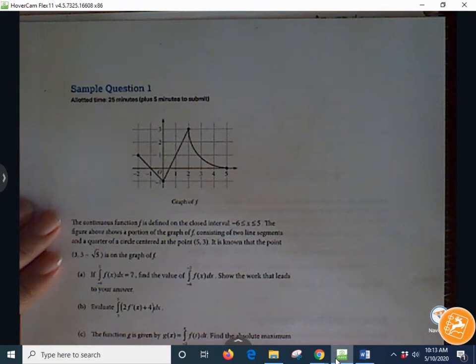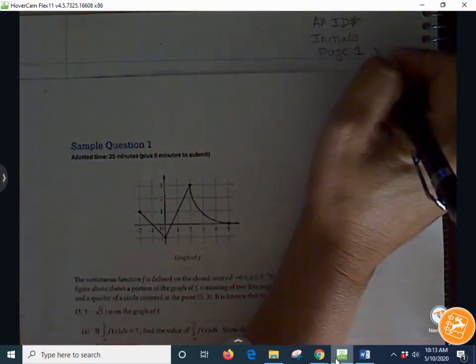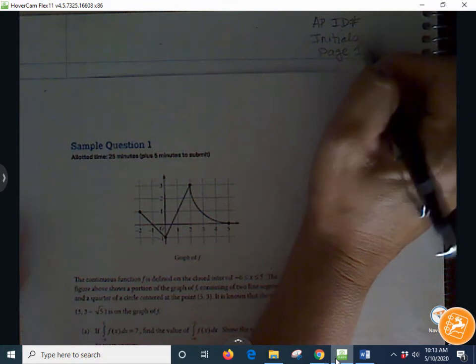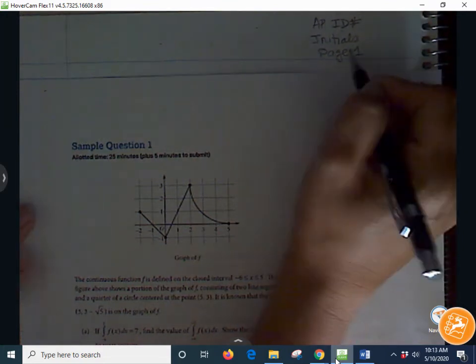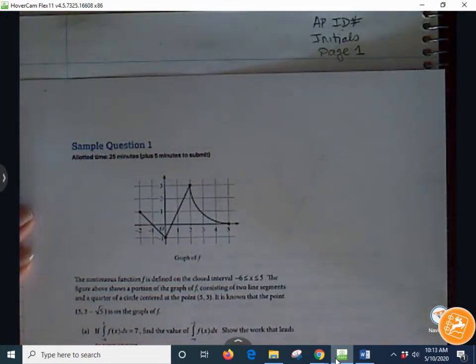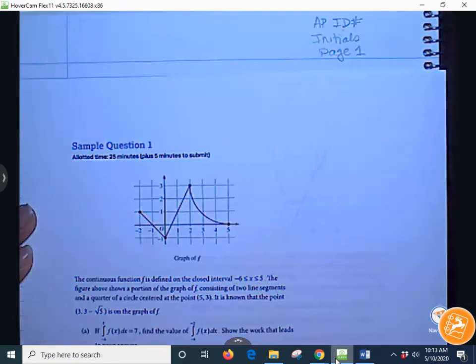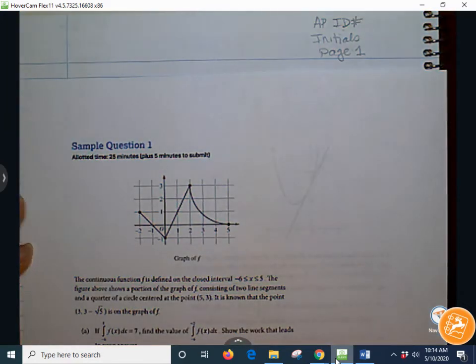On my paper, before you even start taking your test, you should write your AP ID number, your initials, and the page number that you are working on. You need the page number because sometimes this takes multiple pages, which I think number 1 will take at least 2 pages on mine. All right, so let's see.